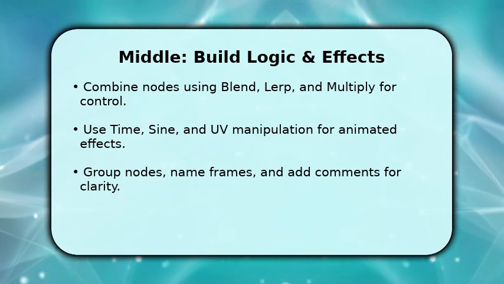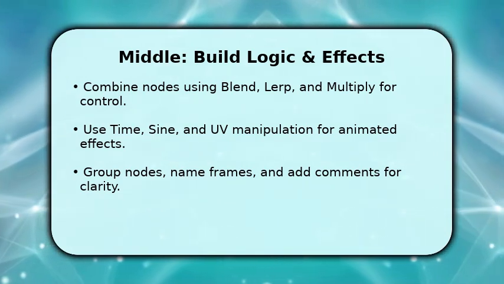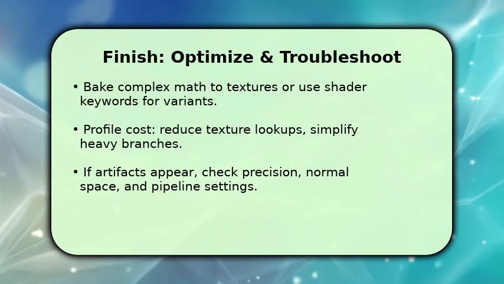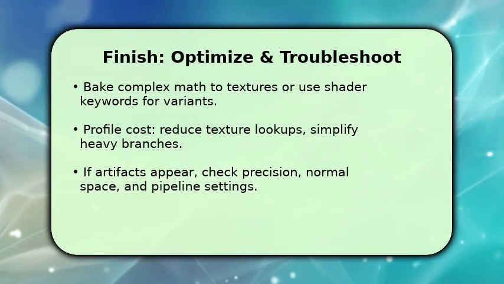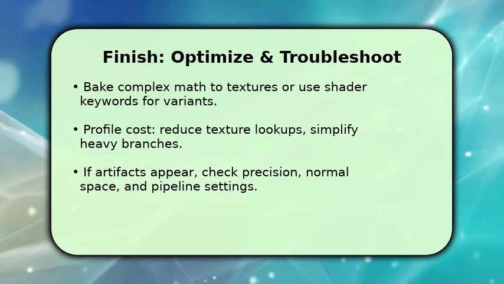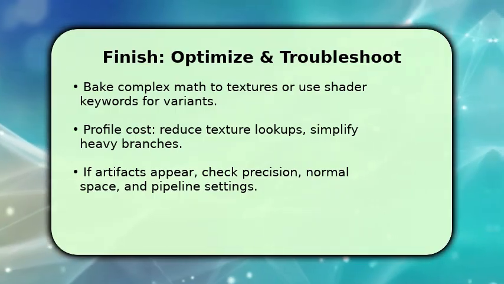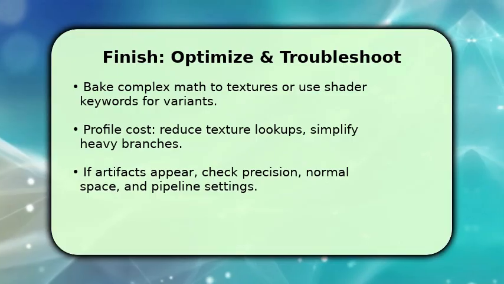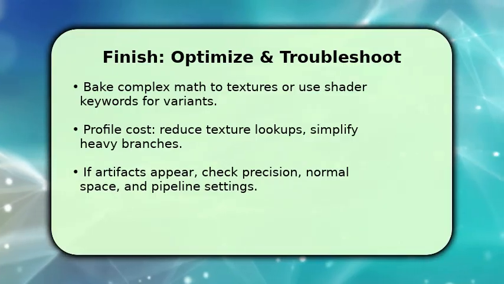To finish, optimize by baking expensive operations to textures or using shader keywords to toggle features at runtime. This reduces per pixel cost. Consolidate repeated math into reusable subgraphs and minimize texture lookups where possible to keep performance predictable.